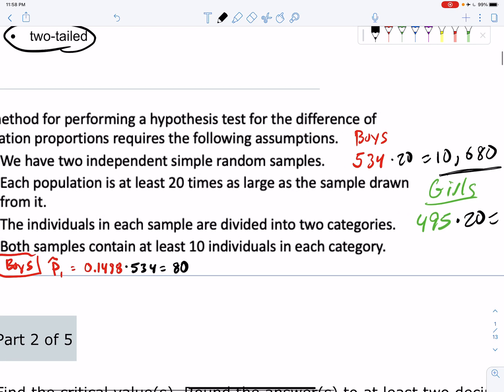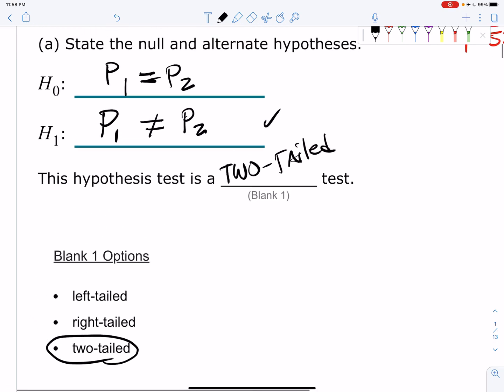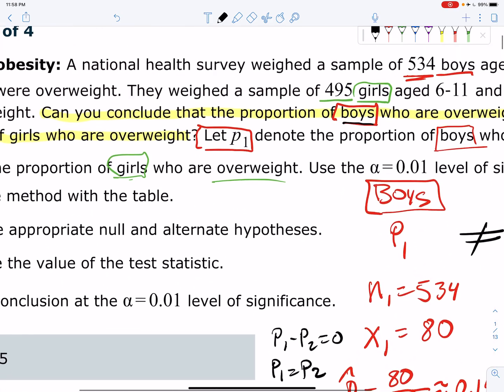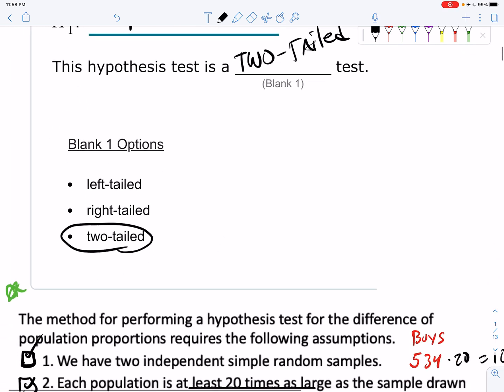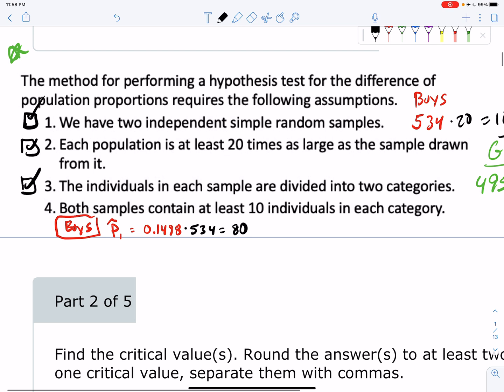And I think we can see that back at the original problem, right? Didn't it say the boys that there were 80 of them? There we go. 80 of them were overweight. So that category of the overweight boys is at least 10. Yes. It's greater than or equal to 10. So that's okay. And what was the other category? Well, these are the overweight boys, and so the other category would be the boys that are not overweight.